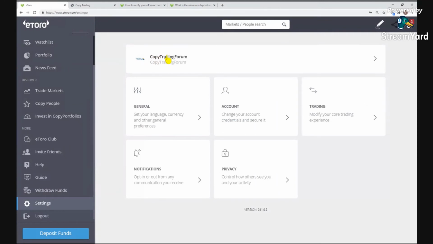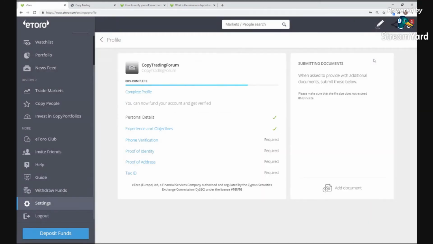Click on that, and up the top you see your name there, and there's an arrow to the right. I click to the right, and then this is 80% complete. So I need to put in my personal details, experience, objectives. We did that already. First of all, I'm going to do my proof of identity.